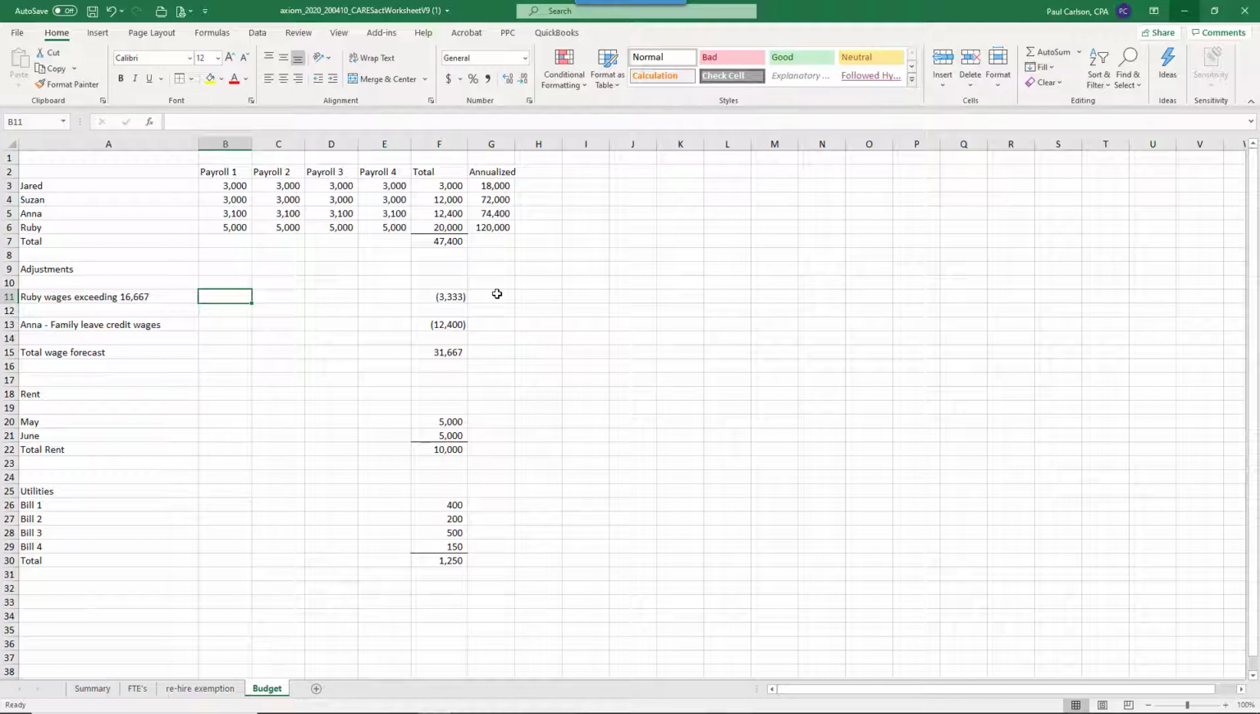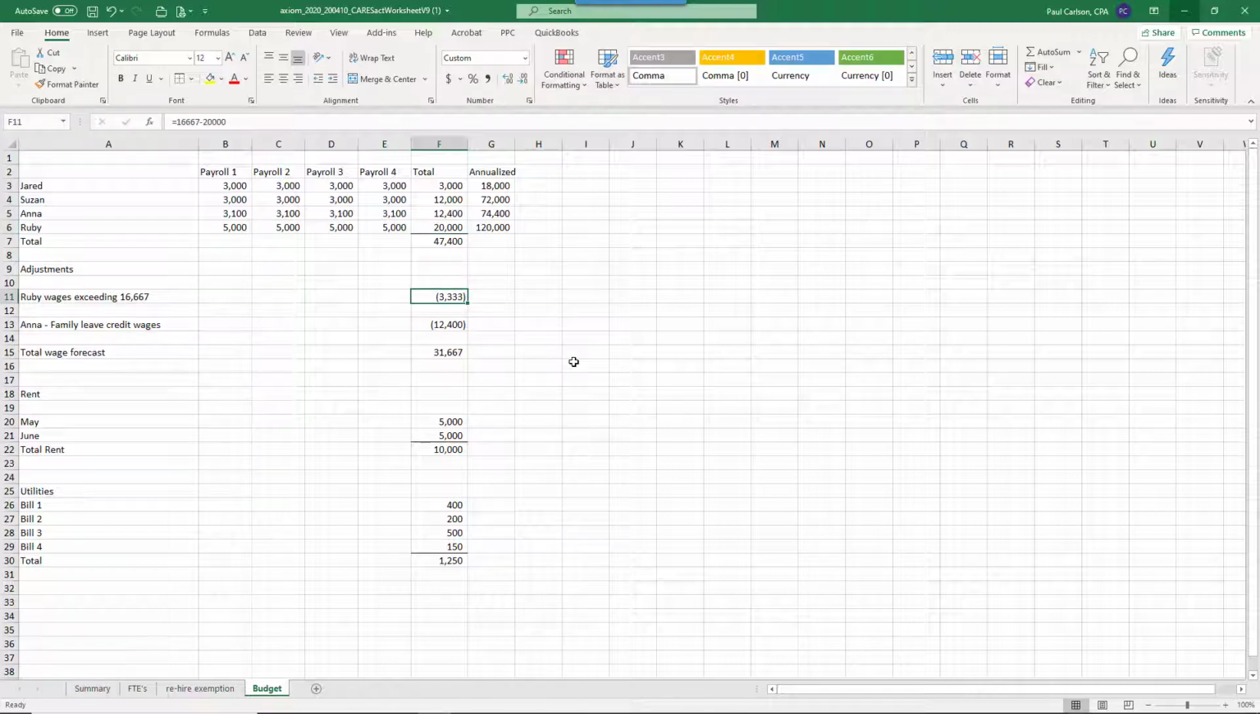There are some adjustments we need to watch when calculating payroll. On the PPP program, any wages over $100,000 are disallowed. In this case, Ruby has an annualized salary of $120,000, so we need to back out her value over that for the 8-week spend out period. And if you have employees on either the COVID sick leave credit or the COVID family leave credit, those wages do not count for the PPP spend down, so we need to calculate an adjusted wage forecast.